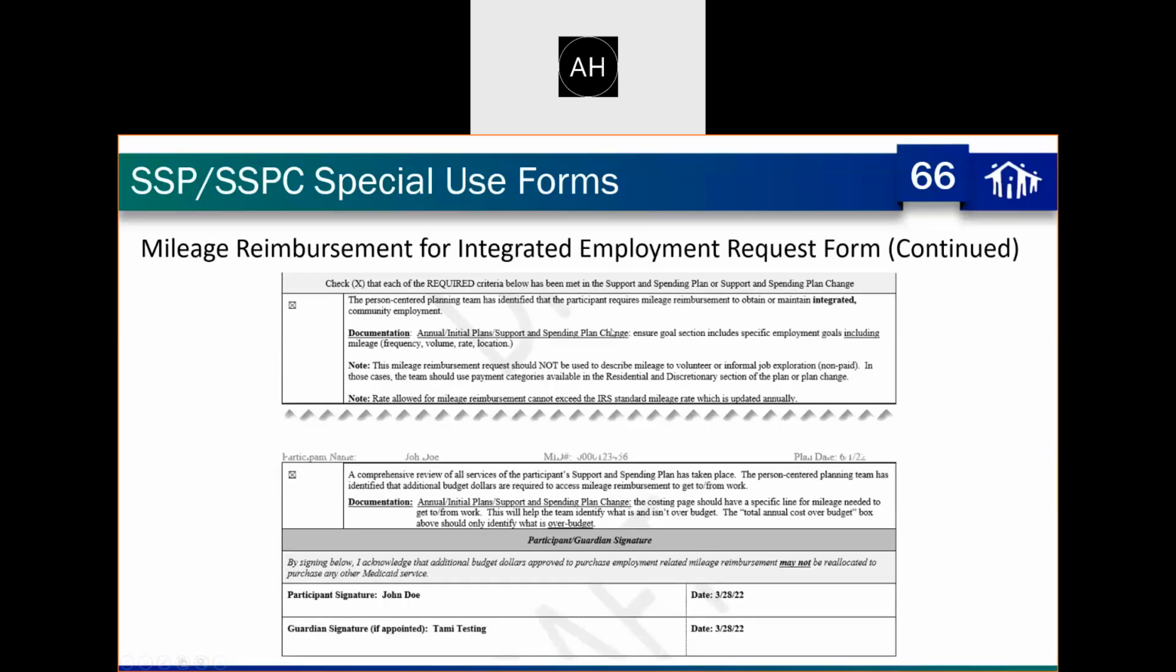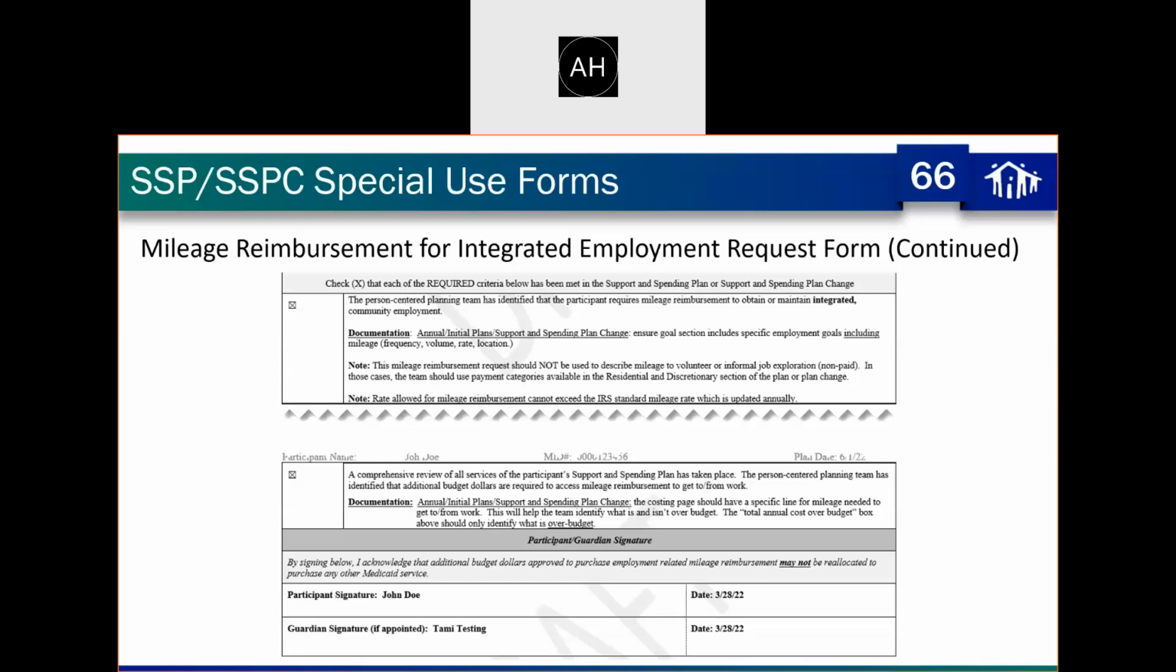And then on this form, there is a checkbox, and these checkboxes need to be marked, just acknowledging the information here. So this first checkbox is just verifying that the participant requires that mileage to obtain integrated community employment. And so this is not mileage to volunteer or an informal job that's non-paid. You can still request transportation, but that would come out of the residential and the discretionary budget. And wouldn't be for necessarily budget modification for employment.